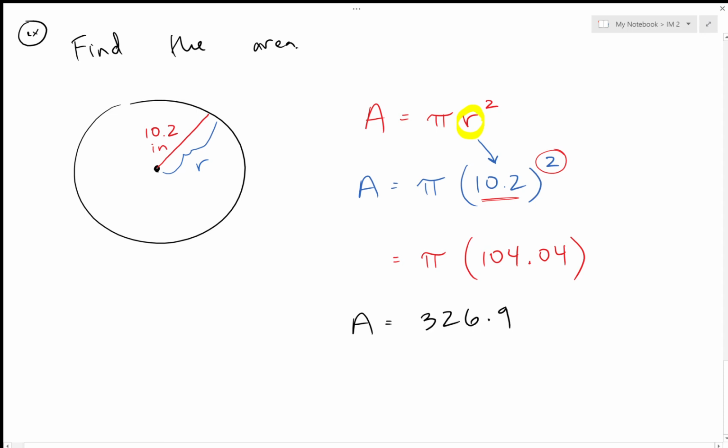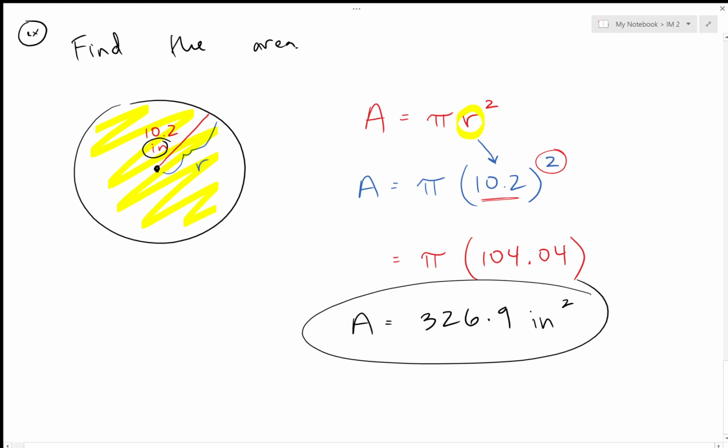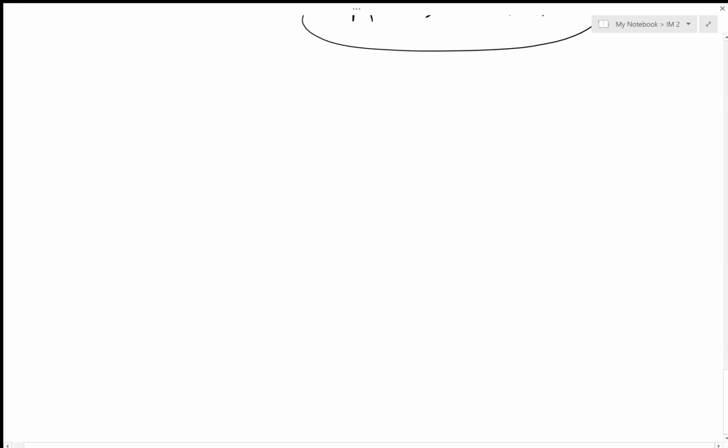I've got inches here, but remember I'm trying to find the area inside this circle, so I'll go ahead and highlight this. I need what's inside the circle. So we do use inches, but the units for area, remember, need to be squared. So it's 326.9 inches squared inside that circle. Okay, a couple more.